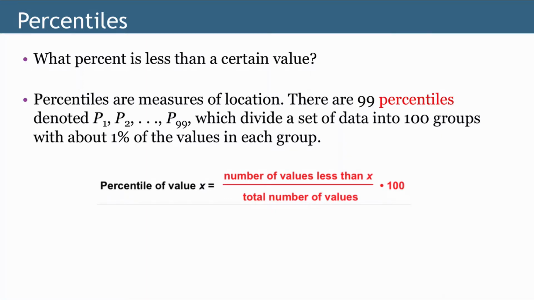Percentiles is another measure of spread. If you've taken a standardized test, if I say you scored in the 87th percentile, that means you scored better than 87% of everybody else. So in other words, 87% scored less than you did. It's just taking the number less than a certain value and then figuring out what percent less than that value there is. So that's what a percentile is.